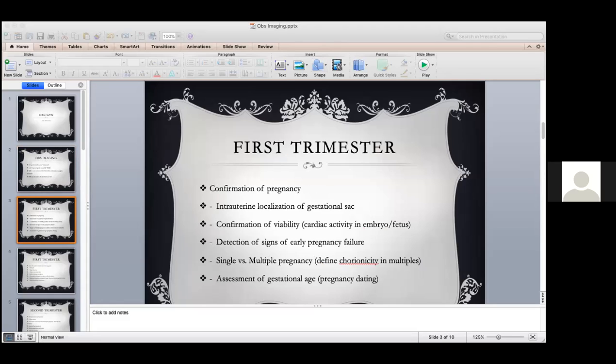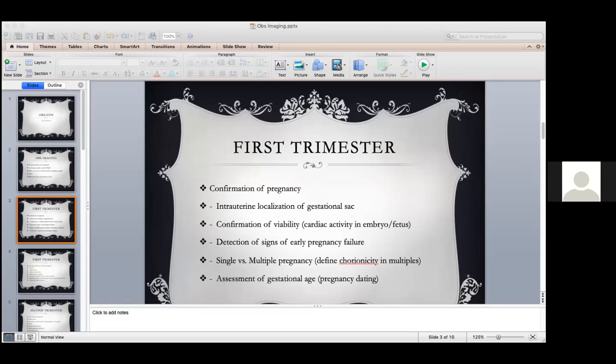So what are the indications in first trimester? We want to confirm the pregnancy. We want to localize the location of the pregnancy. Where is the gestational sac? Is it within the uterus? Is it outside? If it's outside, then it's an ectopic pregnancy. We also want to confirm viability. So is there a fetus? And does the fetus have a cardiac activity?